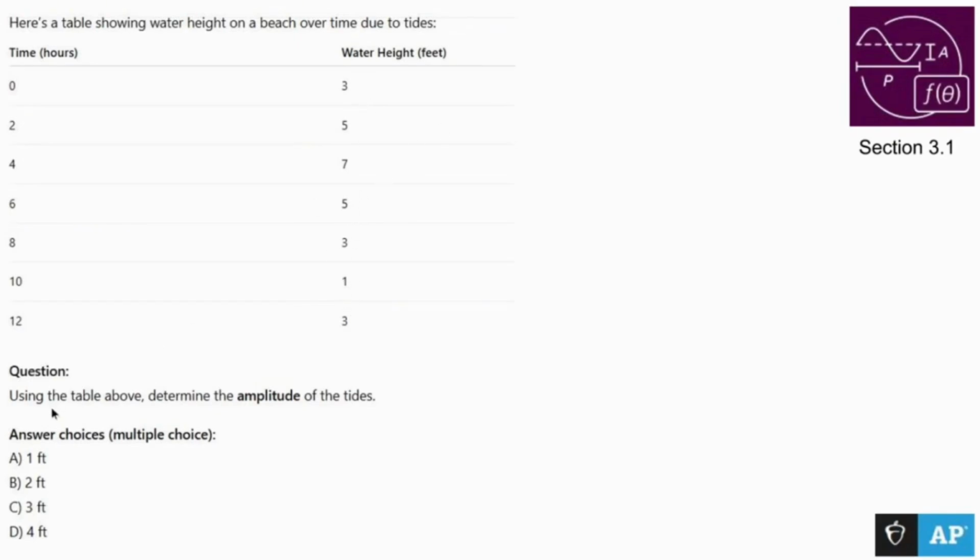Using the table above, determine the amplitude of the tides. So, a quick graph. What are the numbers that seem to matter? We have 1, we have 3, we have 5, and we have 7. And then the numbers that matter seem to be 0, 2, 4, not drawn to scale, 6, 8, 10, 12.